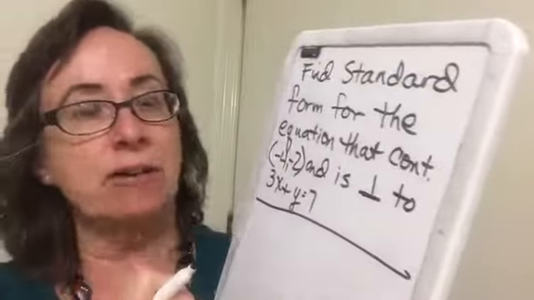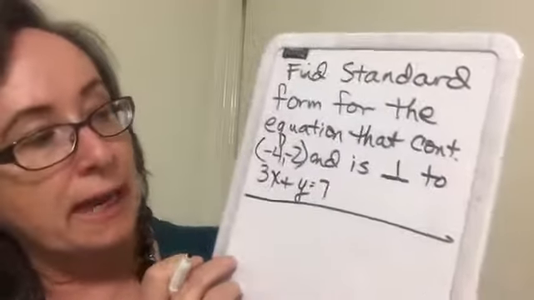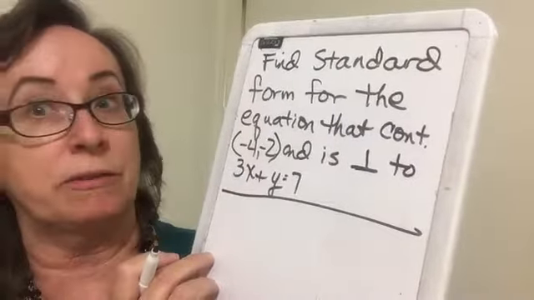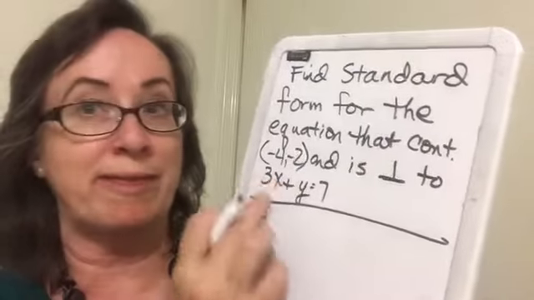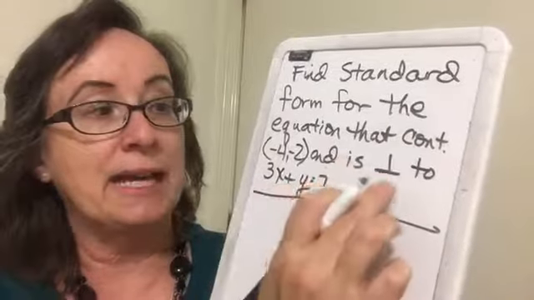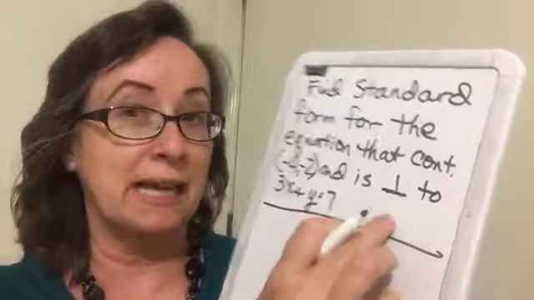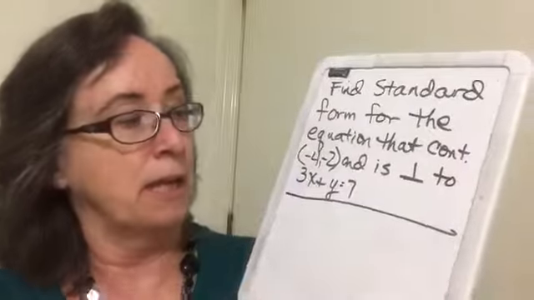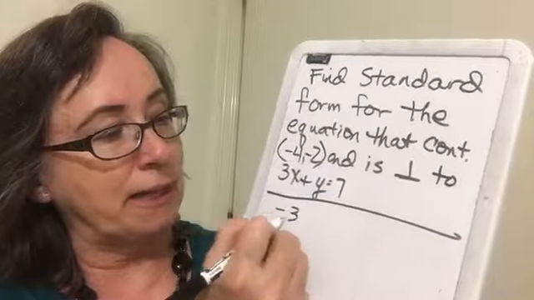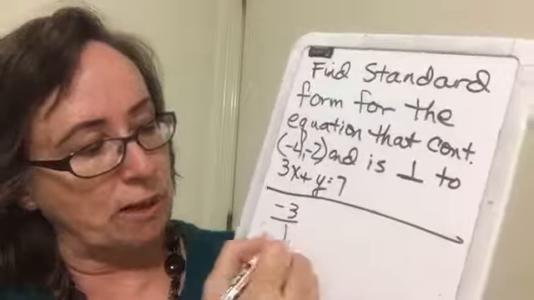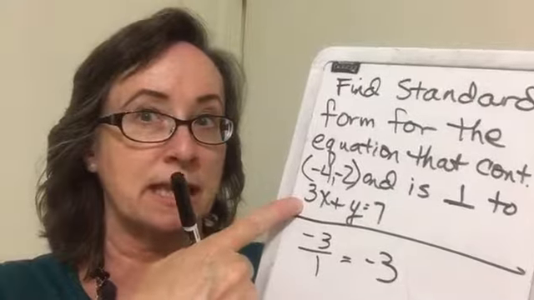So we're going to find the standard form for the equation that contains this point, (-4, -2), and is perpendicular to 3x plus y equals 7. So again, all we want with this line right here is to find its slope so that we can get a perpendicular slope, which is a negative reciprocal, to go for our line. So we look at this line right here, we say, okay, negative a over b is -3 over, since there's nothing there, it is a 1, so -3 over 1 is -3. That is the slope of the reference line here.